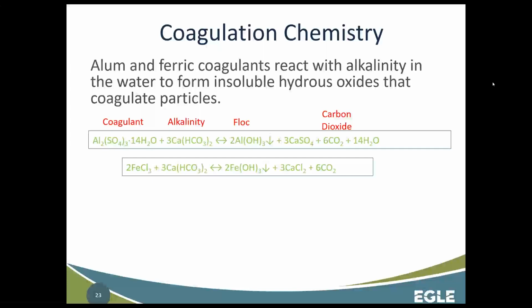Okay, so now we're going to start to get into some of the chemistry a little bit. So before we took a break, there was a question about what are some of the drawbacks or disadvantages of dosing alum? And something that's important to understand is that all coagulants consume alkalinity. So I guess I should back up one step.